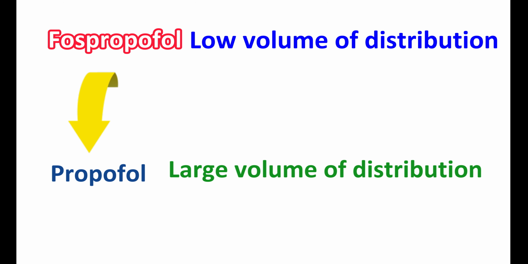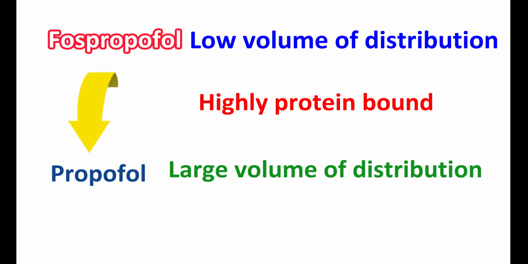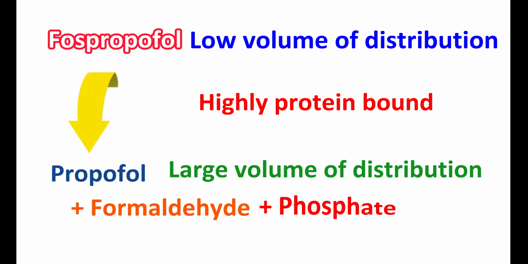Fospropofol has a low volume of distribution, whereas liberated propofol has a large volume of distribution. Both Fospropofol and propofol are highly protein bound. Fospropofol is metabolized by alkaline phosphatases to propofol along with two metabolites, formaldehyde and phosphate.